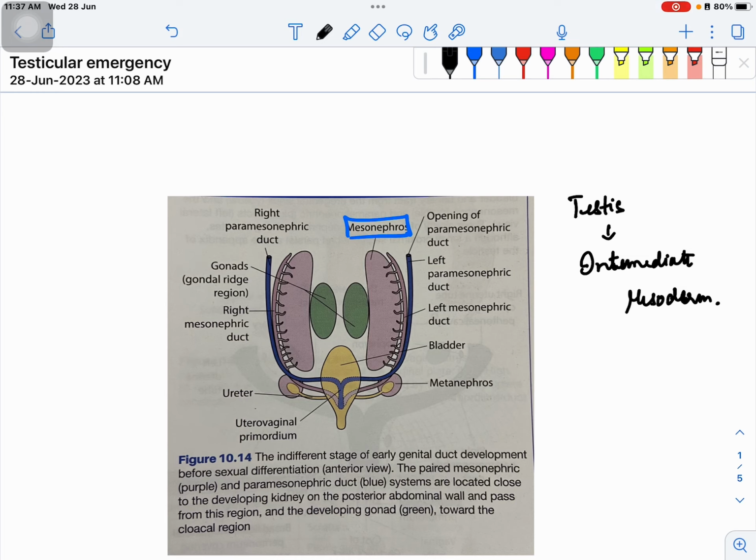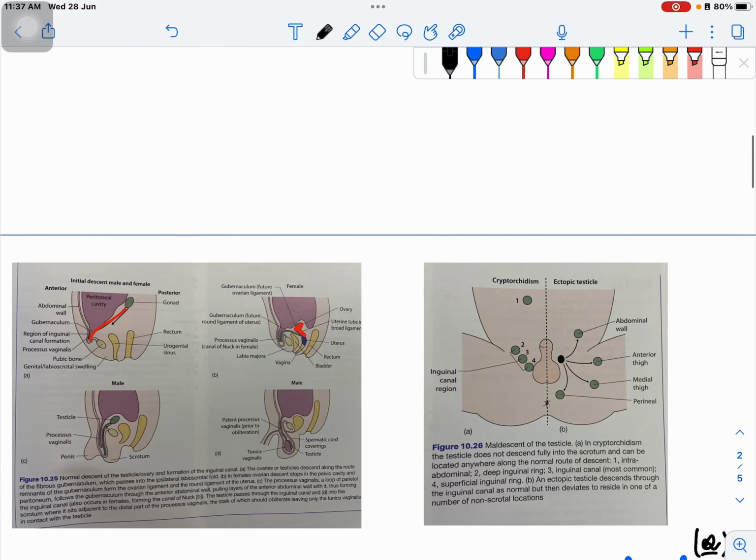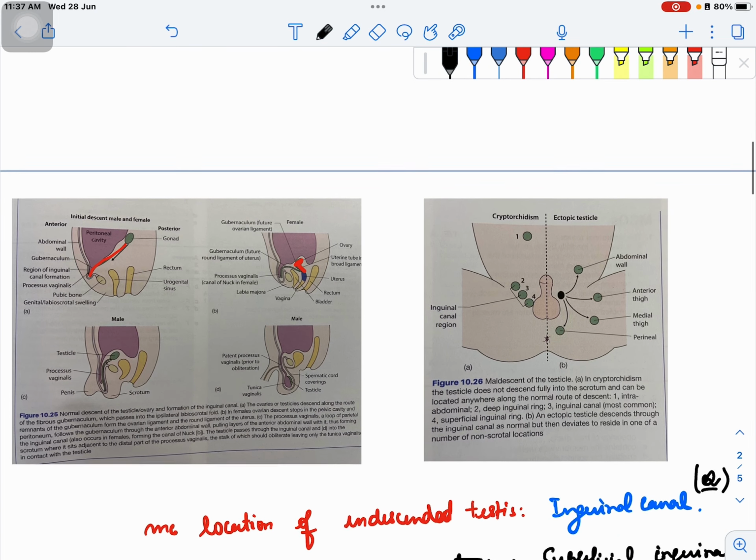This testis is attached at its lower pole by the gubernaculum. This gubernaculum is hormone dependent, and it can help in the descent of the testis. Basically, all the gonads in every baby are an ovary, but due to the presence of XY, it forms into a testis in a male child, right? So let's go into how the testis becomes a perineal organ.